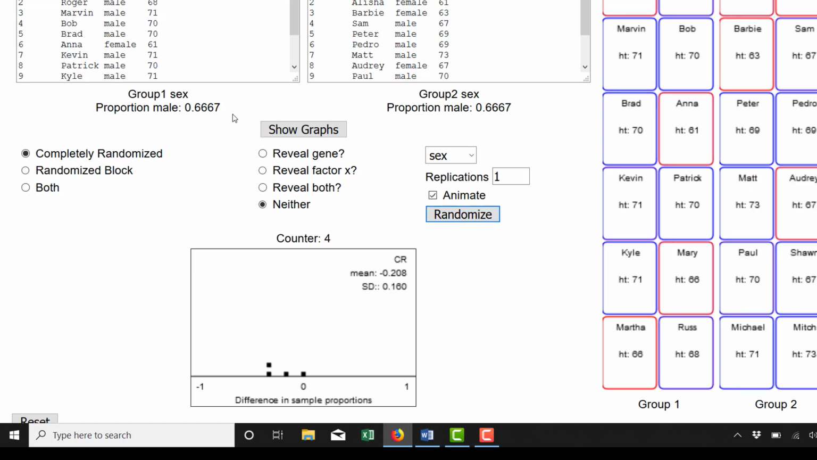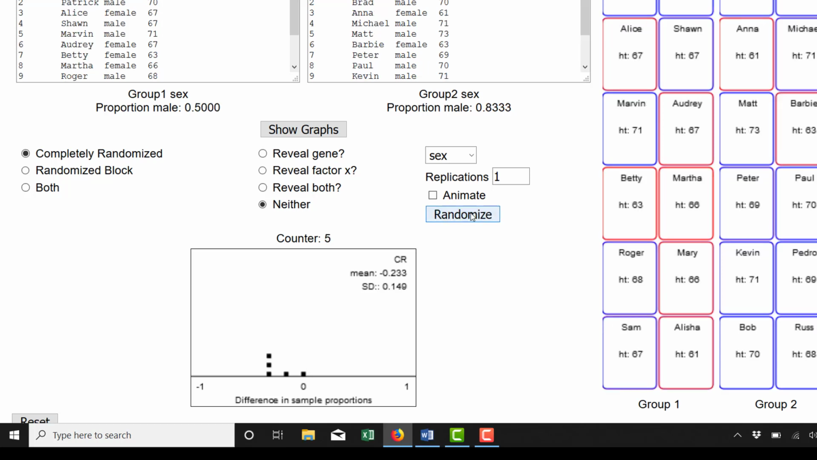This time, on my fourth attempt, I got 2/3 males in the first group, 2/3 males in the second group, and so you see a dot appear above 0. Okay, I'm going to turn animate off so it stops showing us the cards, and I'm just going to hit randomize a bunch more times.